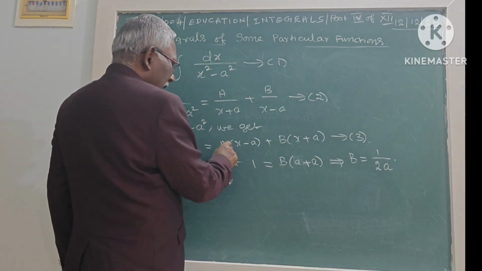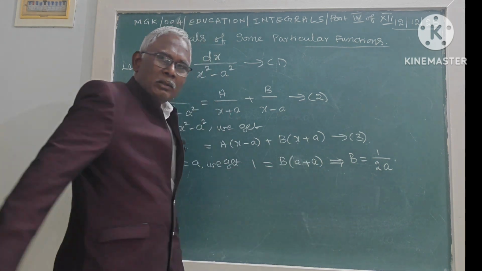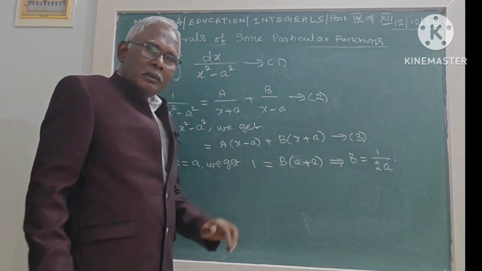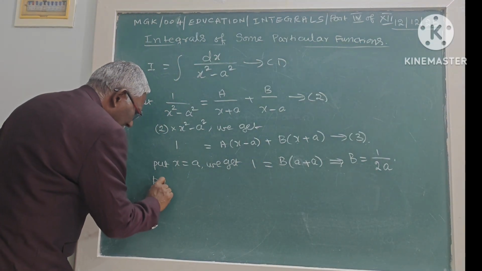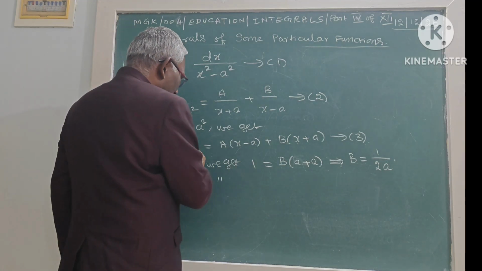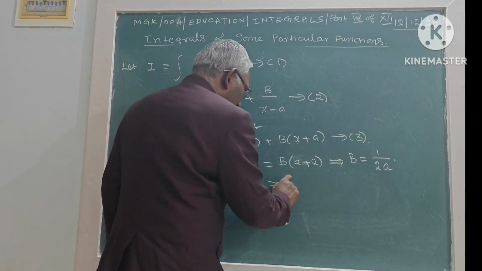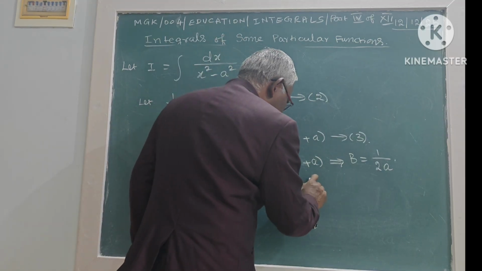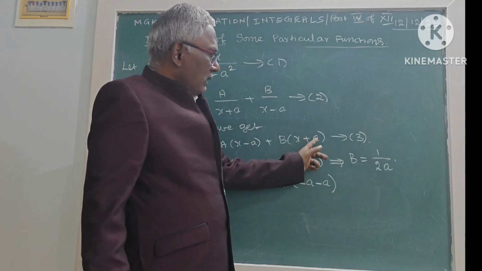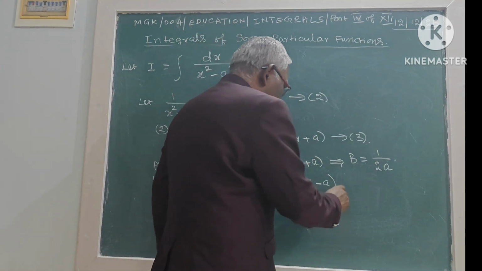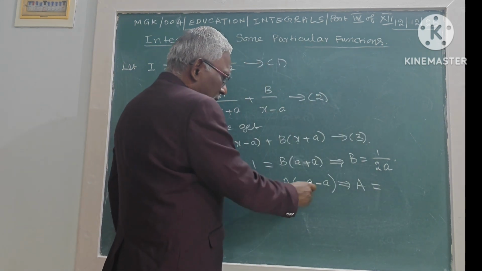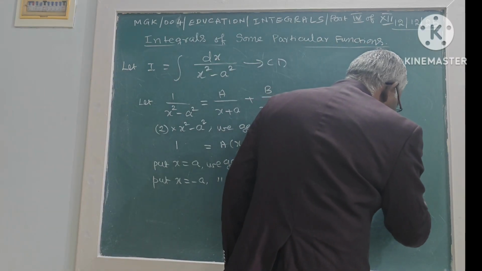Now to find the value of A, we have to make this term 0. So if you put x is minus a, this will become 0, and we get the value of capital A. So put x is equal to minus a, we get 1 is equal to A into minus a minus a. Here minus a plus a will become 0, so this term becomes 0. So this gives the value of capital A as 1 by minus 2a, so minus 1 by 2a.